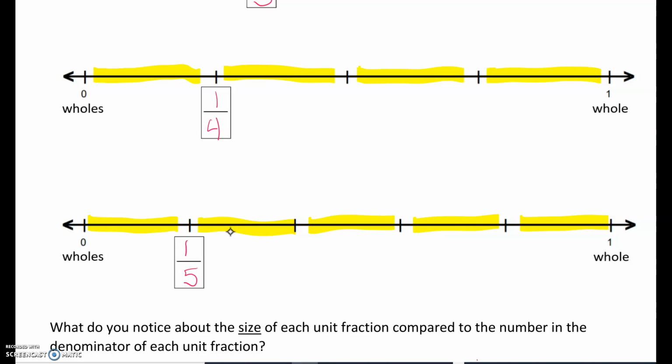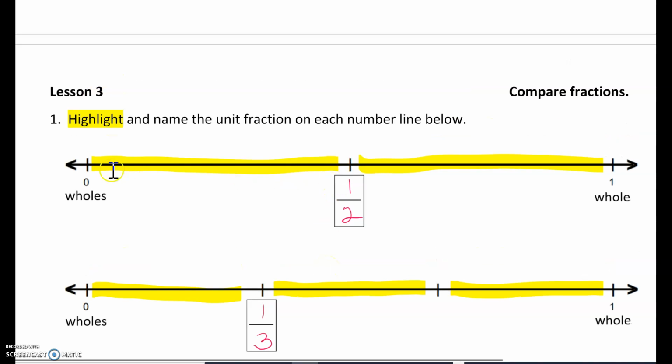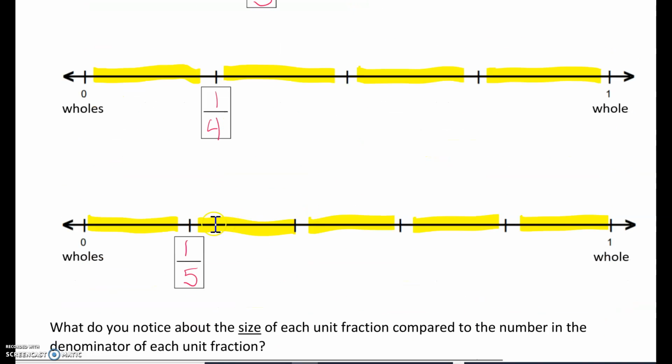So the question is asking us, what do we notice about the size of each unit fraction compared to the number in the denominator of each unit fraction? Well, as I break it into larger numbers of pieces, each of those pieces gets smaller. So you can see at 1/2, this is a much bigger section than 1/5. So as the denominator gets larger, the unit fraction piece gets smaller.